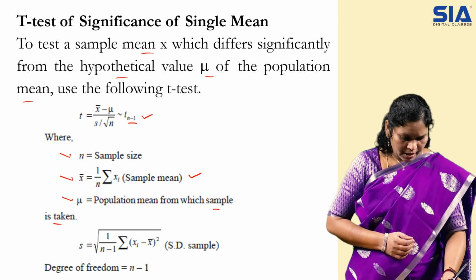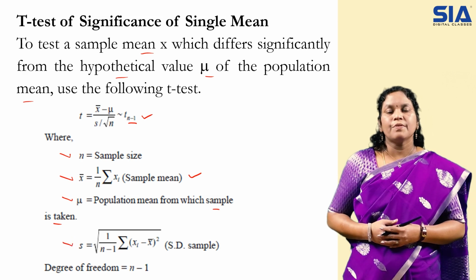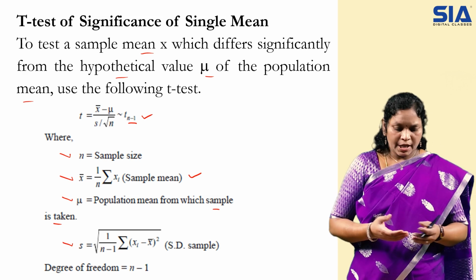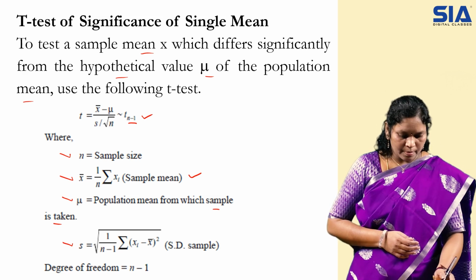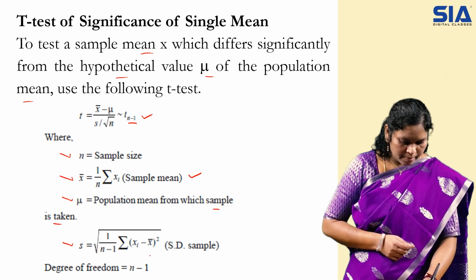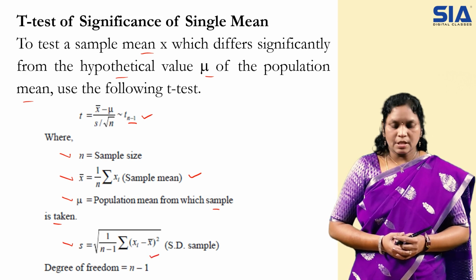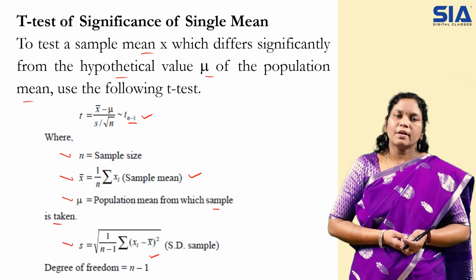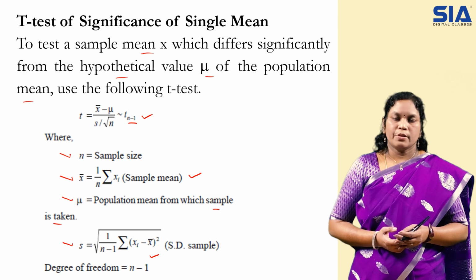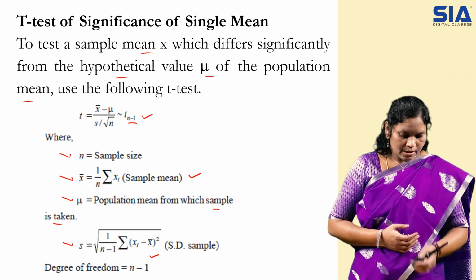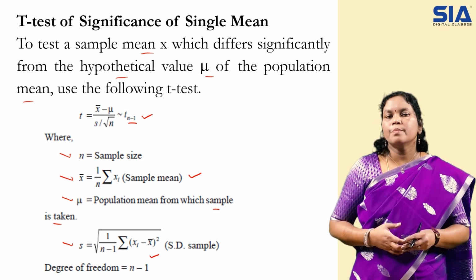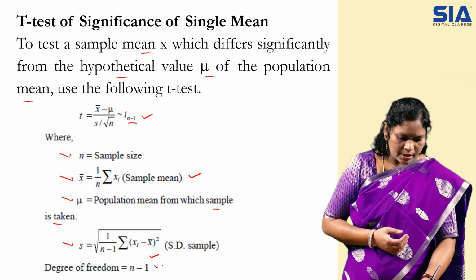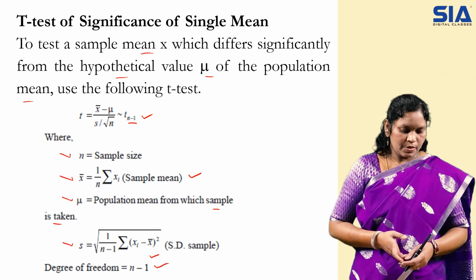If the s value, the sample standard deviation, is not specified directly, we can use the usual formula for the sample standard deviation: root over 1 by n minus 1 summation xi minus x bar whole square. The same mean and variance formulas are used here for the t-test of single mean. As I said, degrees of freedom also apply for small samples. The t-test is a small sample test, so degrees of freedom is n minus 1.